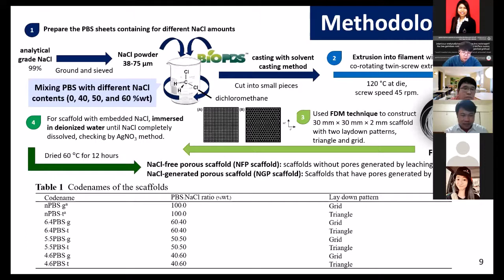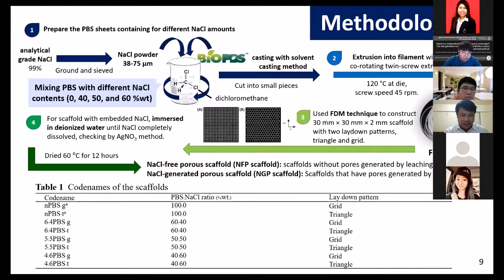This filament with certain amounts of sodium chloride was installed in 3D printing machines to construct the scaffolds by FDM technique. Scaffolds were fabricated with two raster patterns, triangle and grid. The salt leaching technique was conducted to dissolve sodium chloride and to obtain the sodium chloride-leached porous scaffolds, or NLP scaffolds. And the scaffold without filling with sodium chloride at all is called sodium chloride-free porous scaffold, or NFP scaffold.